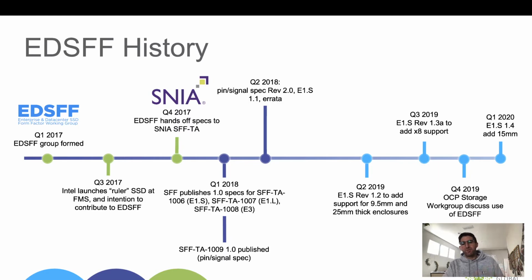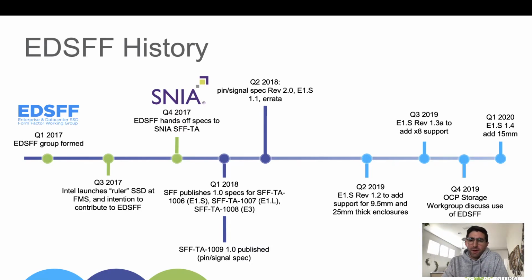And you can see there have been various errata and changes to the spec as we have moved from 2018 to 2019. Most notably, the addition of the different variants of the heatsink options for E1.S. So now we have options for the different enclosure sizes, both symmetric and asymmetric.